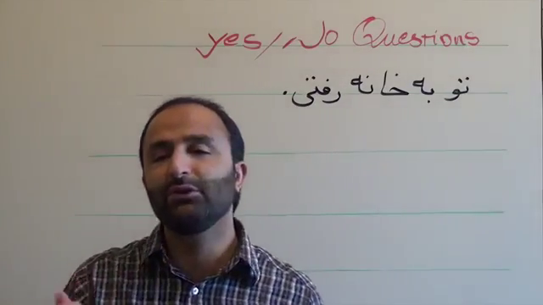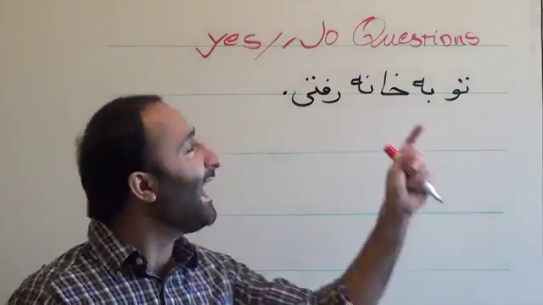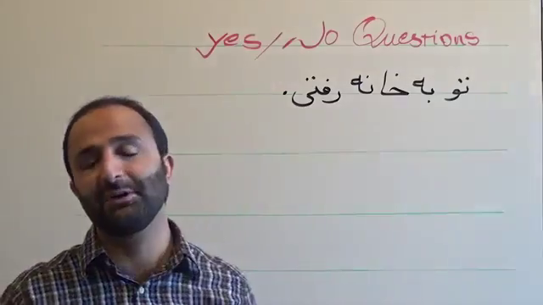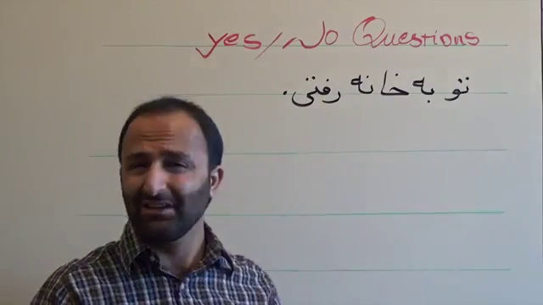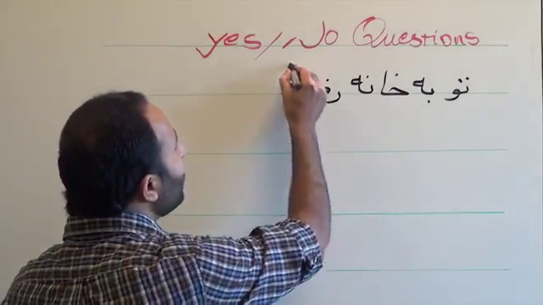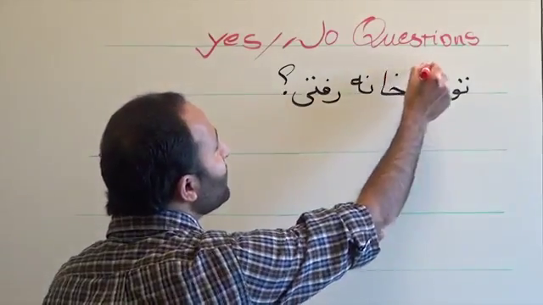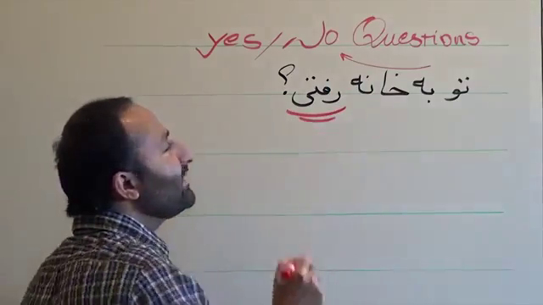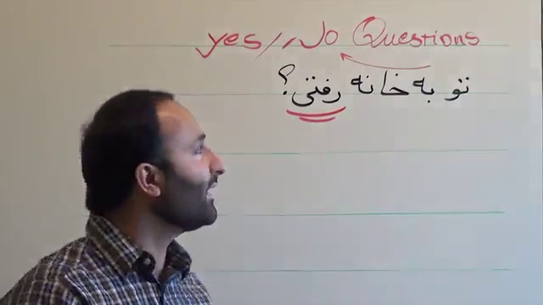But if you change the intonation to rising intonation and put the stress at the end of the sentence, specifically the verb, you have a yes-no question. تو به خانه رفتی؟ So as you can see, here we have a question. The intonation is rising and the end of the sentence has been stressed. Let's look at another example.